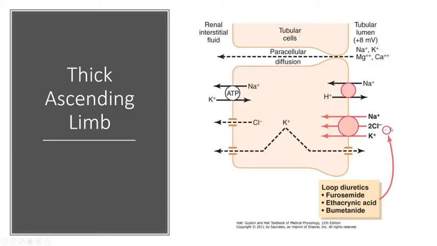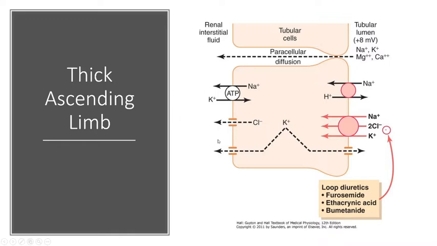This is a closer look at the thick ascending limb, what the cell looks like. On the right hand side here, this is a tubular lumen. This is the bit that will end up in urine, and on the left here is what will eventually end up in the interstitium and eventually in the circulation. So this sodium potassium ATPase pump is where things start. It will pump sodium into the interstitium.